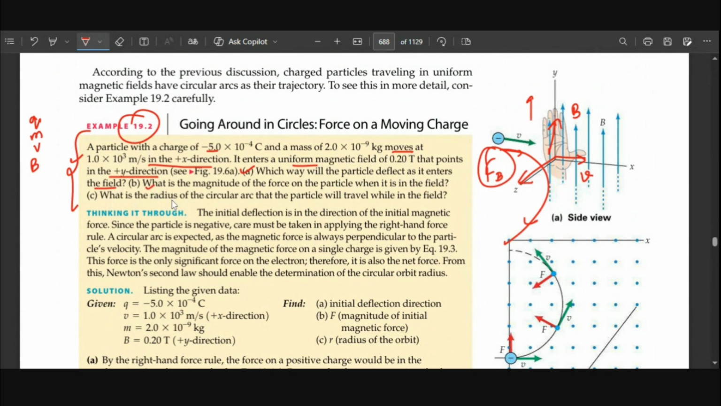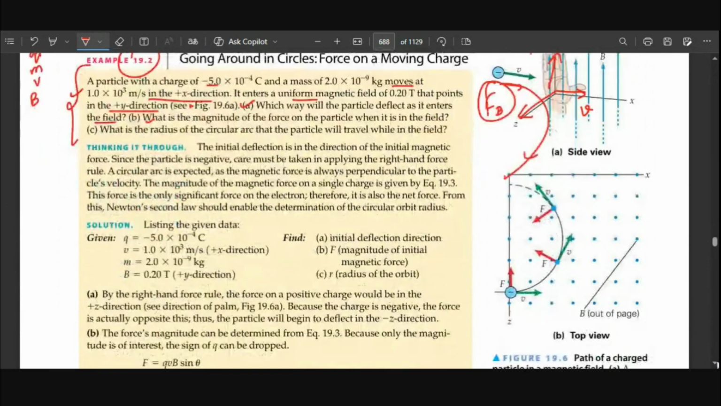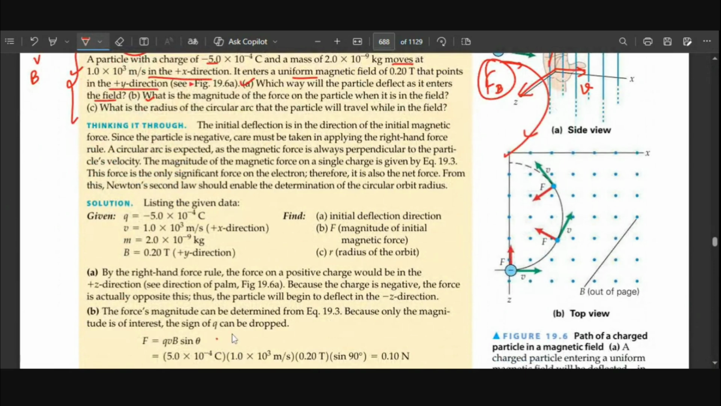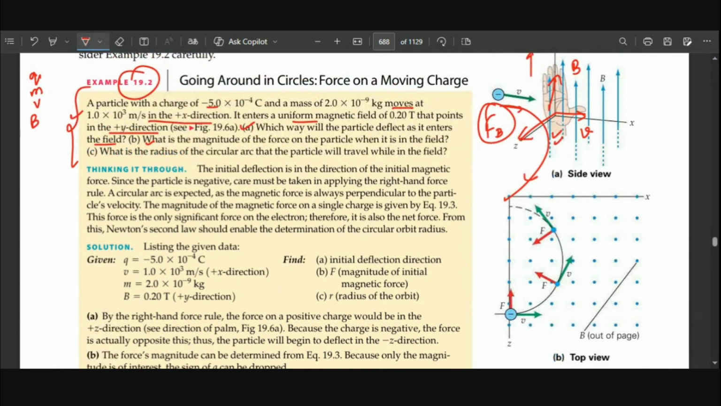Now the question is, what is the magnitude of force on the particle when it is in the field? How much force is going to act here? So we know force can be calculated by qvB sine theta. The angle between the velocity and field is something we need to understand. So velocity and field must be acting at 90 degrees in this case. So sine 90 is going to be 1. So we can simply put the values and get the answer. So just solve it once.